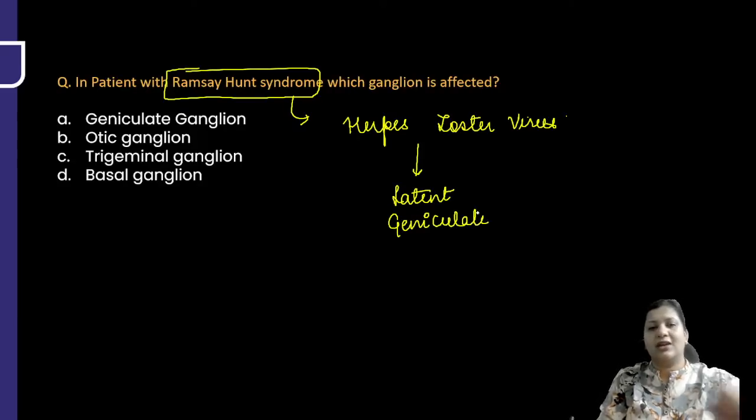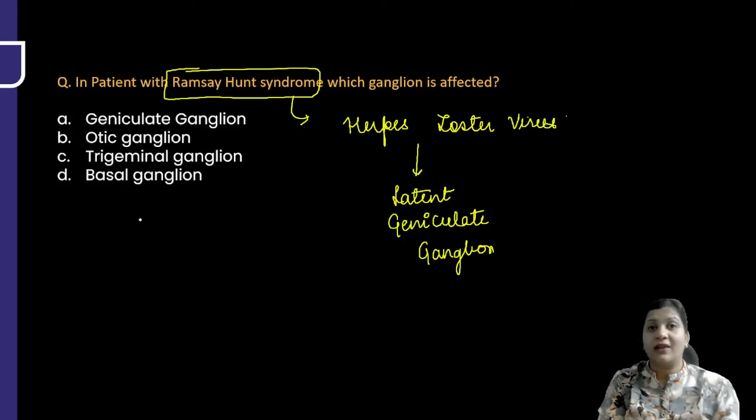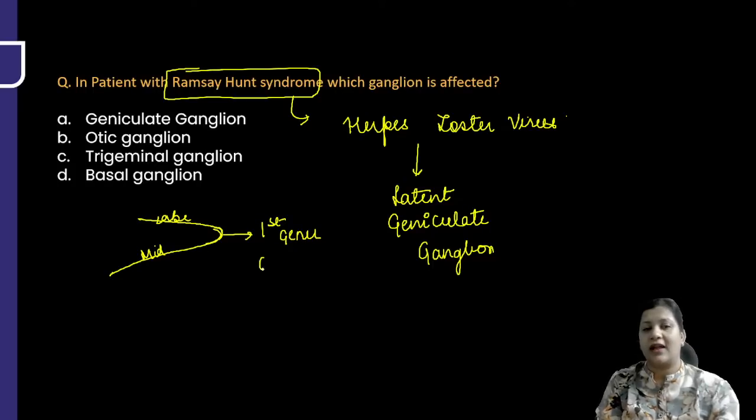Now what is the geniculate ganglion? The facial nerve comes from the inner ear to the medial wall of the middle ear. When it is coming from the labyrinthine portion to the middle ear portion, it makes a turn. This first turn is called the first genu, or geniculate ganglion.